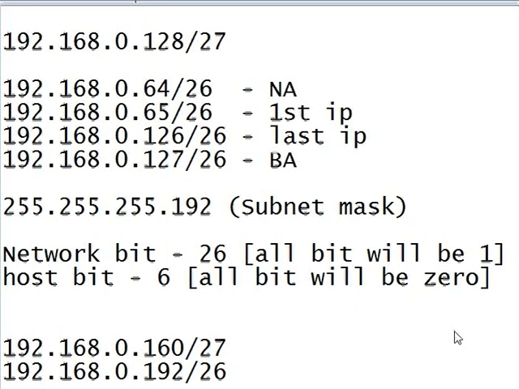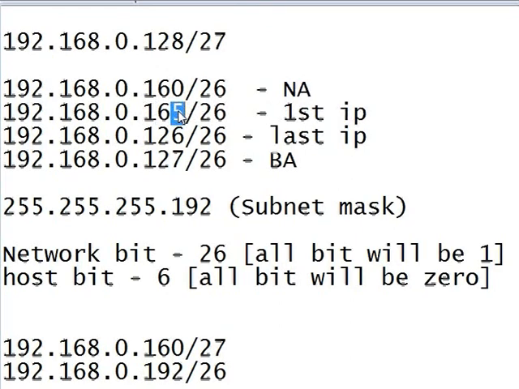let's calculate this particular subnetwork in terms of calculating the network address, in terms of calculating the first IP, in terms of calculating the broadcast address, and this will be all /27.